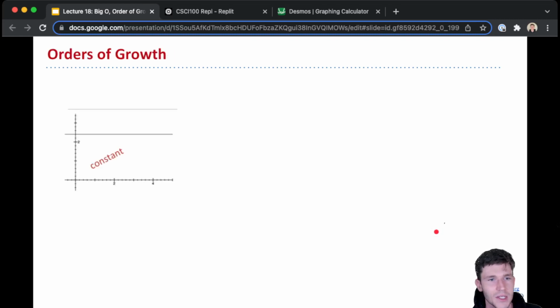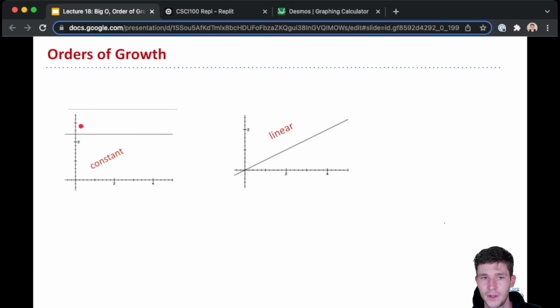We can visualize these here. Something that's constant time, where on the x-axis here we have the input size, and on the y-axis we have the number of operations. Here we have constant, because regardless of the input size on the x-axis, the number of operations is always the same. With a linear function, the bigger our input is, the more operations it takes in a linear fashion. So something that is twice as big takes twice as many operations.